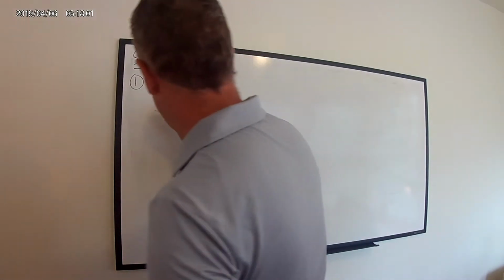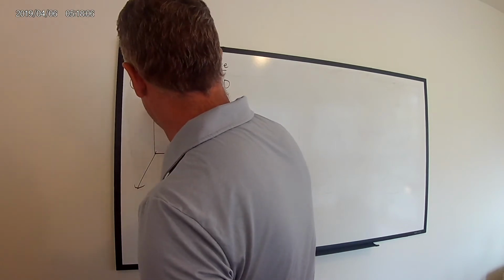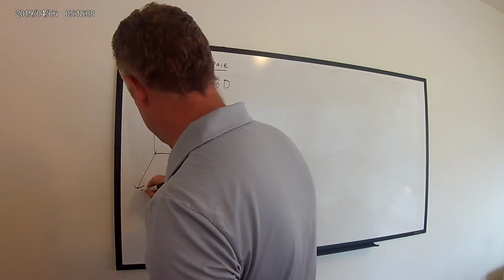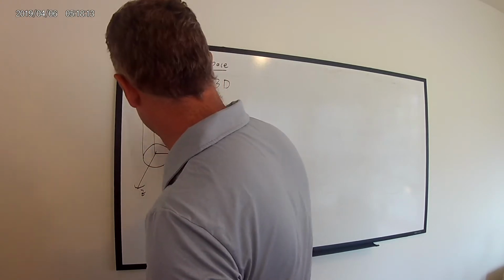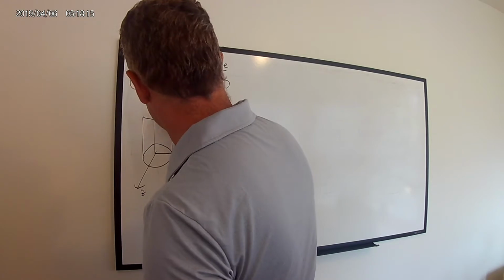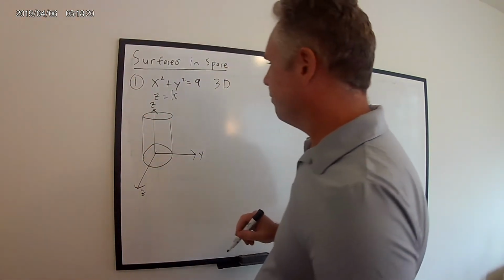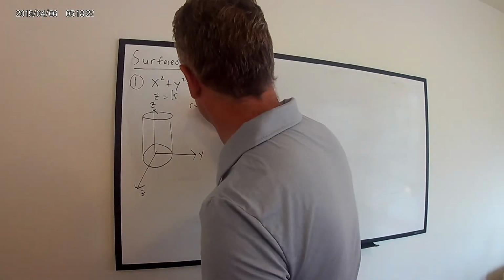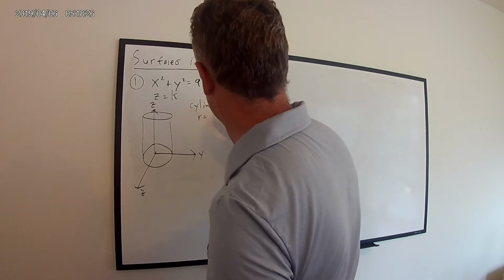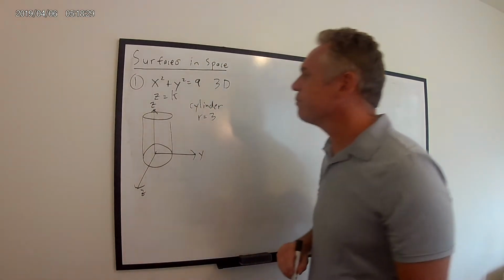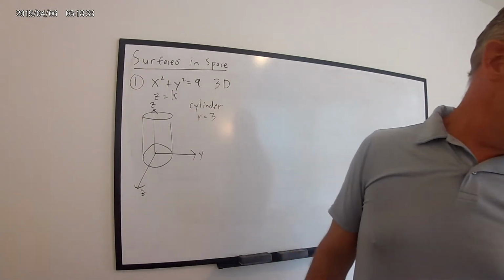And I'm going to draw this one by hand because it's fairly easy. It's fairly straightforward. Z, Y, X. We can draw a circle here, and then we basically stack these circles up, right? And these circles are all centered on the z-axis. So what we get here is a cylinder, and the radius of the cylinder is 3. And it extends infinitely up and down along the z-axis.